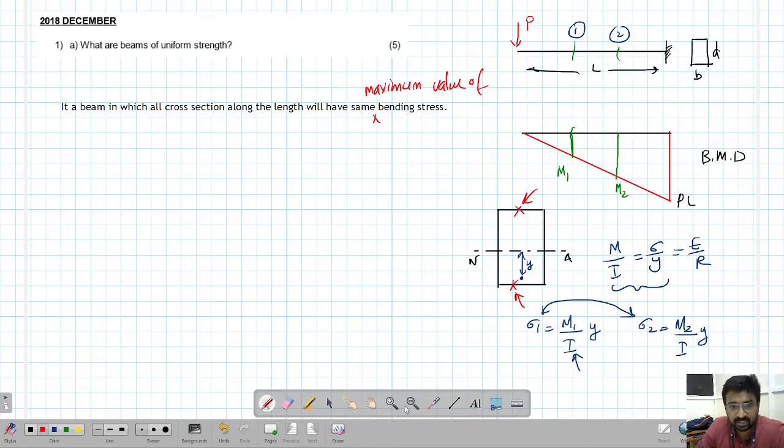So if I draw the bending stress diagram, it will look like this. For any moment, the bending stress diagram will look like this. The variation of bending stress. So in this case, top will be tension. It's a cantilever, so top will be tension, and bottom will be compression.